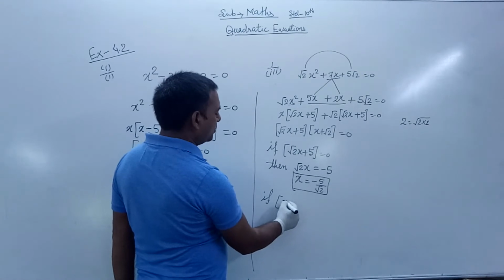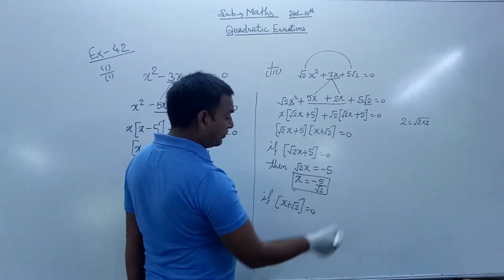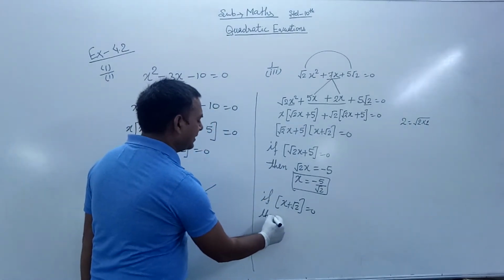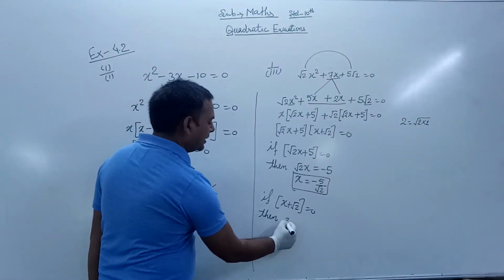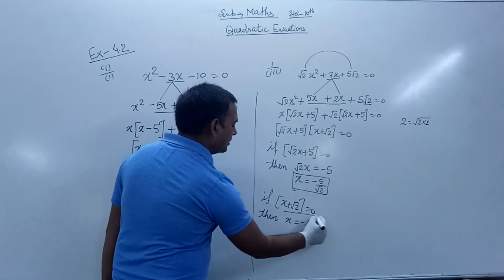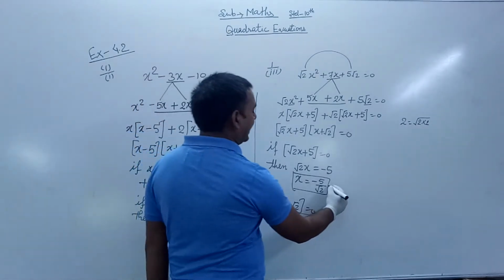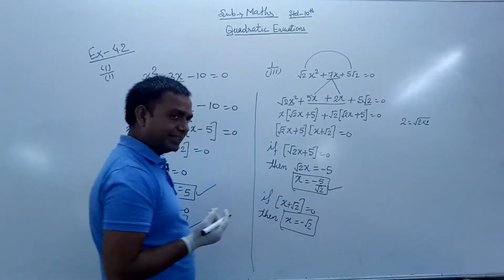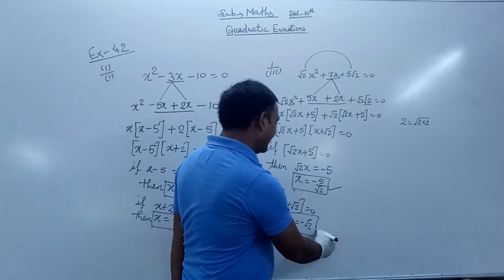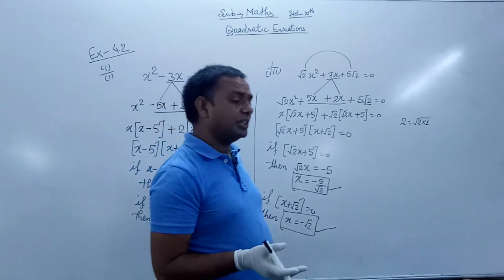Similarly, here if x plus root 2 is equal to 0, then similarly you can say that x is equal to minus root 2. So all of you understand that there are two solutions of x. The first value of x is minus 5 upon root 2, and the second value of x is minus root 2. This is the solution of the quadratic equation.